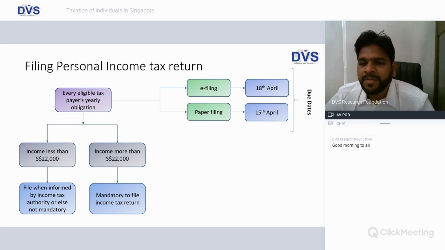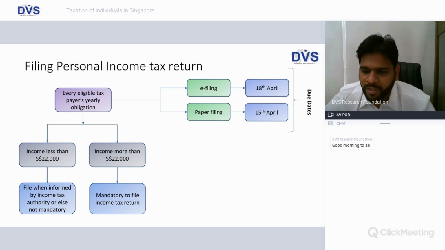But if a person's income is $15,000 and he is mandated by IRAS by a written notice that he or she has to file the return, then irrespective of his income, he will have to file the tax return for that particular assessment year. If your income is more than $22,000, it's a mandatory tax filing, and the filing has to be made within the deadlines and due dates.